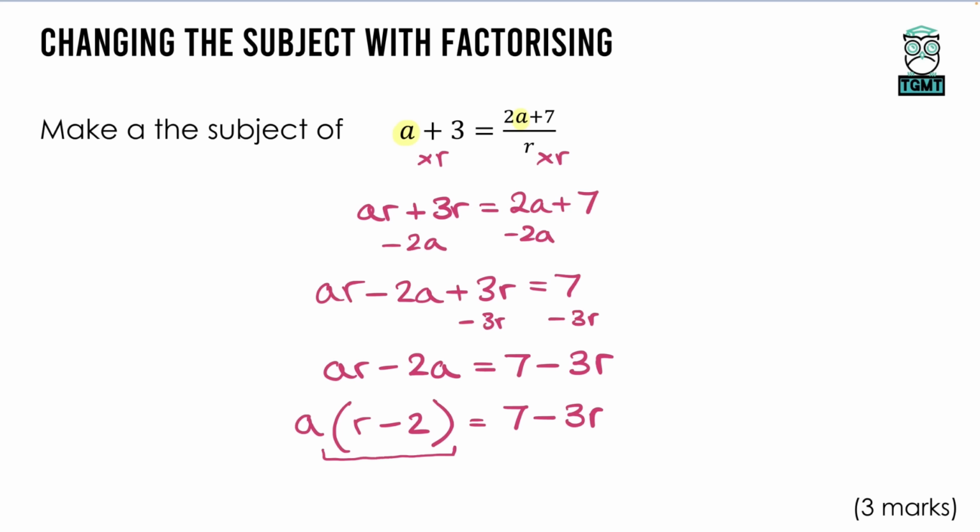That's going to isolate the a and leave it as a equals, and then as we are dividing by that whole bracket, we need to create a fraction. So we have 7 minus 3r all over, and it's up to you at this point. You can leave it in the bracket or you can remove the bracket, but we have r minus 2, and there we go, that would be our final answer. A is now the subject, and a does not appear anywhere else within this. So there we go, that is changing the subject with some factorising.